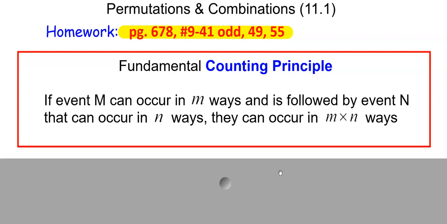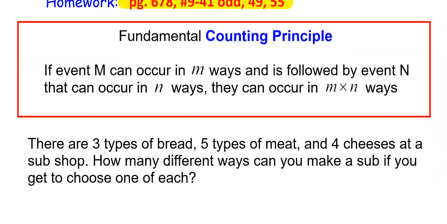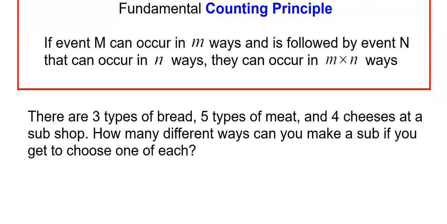It sounds kind of complicated there, but let's look at an example to see what this looks like. So this is a pretty typical example of the counting principle. It says that if there are three types of bread, maybe at a Subway place or something, five types of meat, and four cheeses at a sub shop, how many different ways can you make a sub if you get to choose one of each?